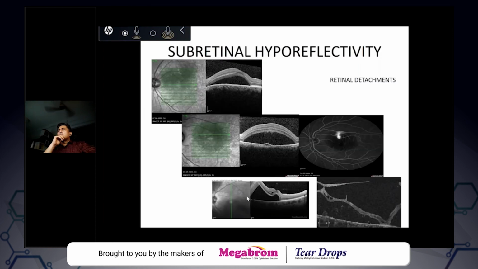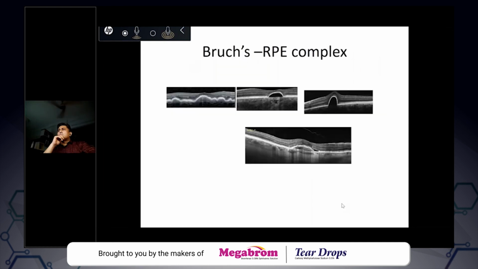Another cause of hyperreflectivity is actually the detachment. You see the vertical scan, there is a detachment coming up to the fovea, there is an inferior retinal detachment or a tractional retinal detachment producing subretinal hyperreflectivity.